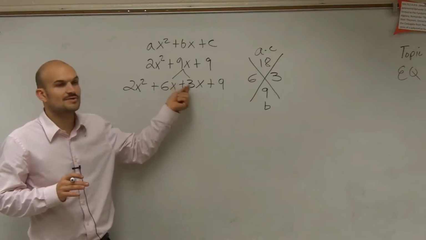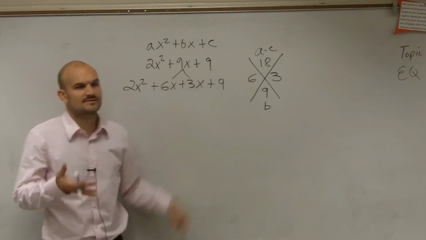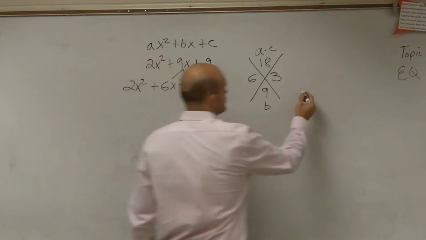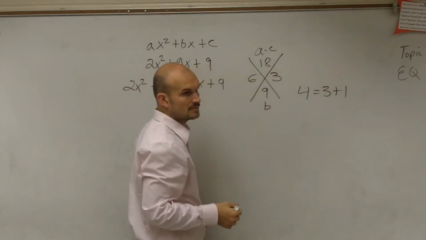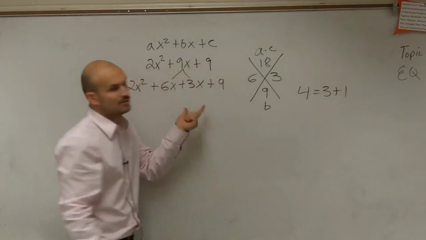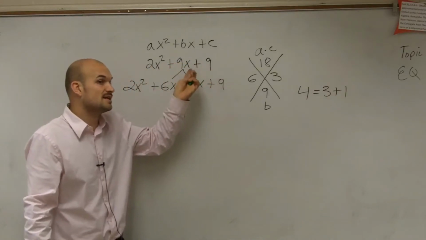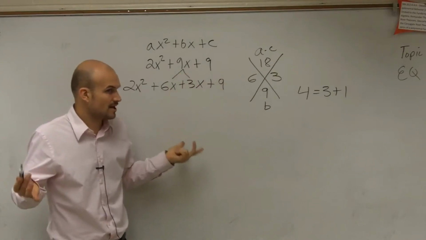But remember, what's 6x plus 3x? 9x. Is this true? Does it really matter if I use 4 or if I use 3 plus 1? No. So that's the same thing. Instead of writing 9x, I'm just going to write 6x plus 3x. It's the same thing, right?